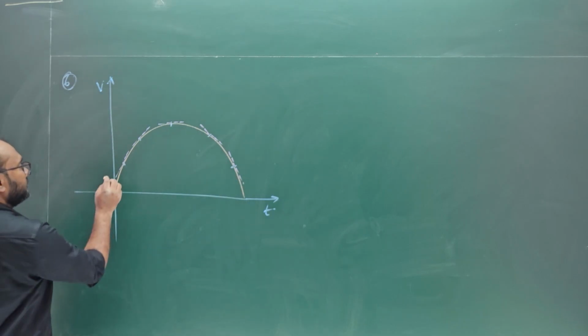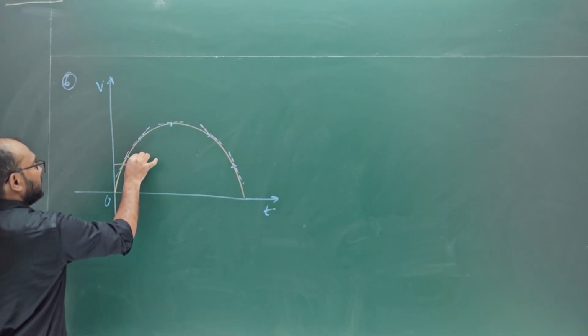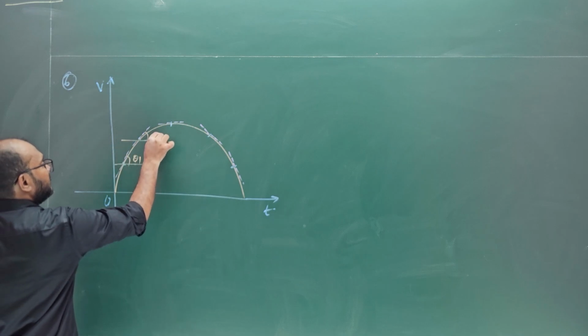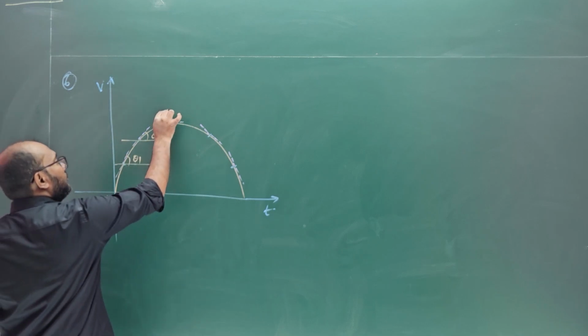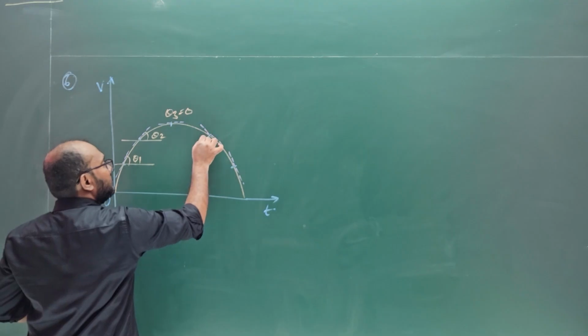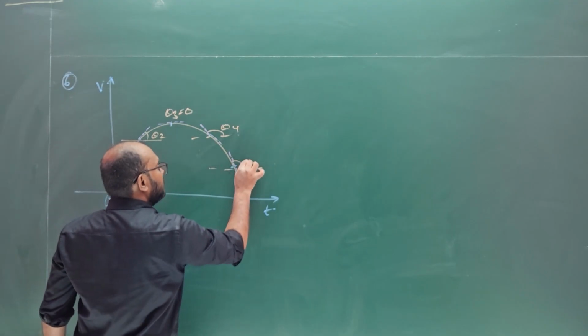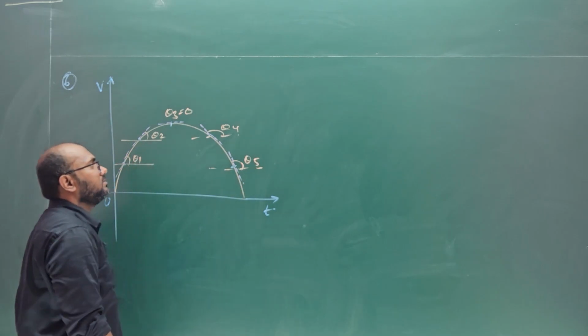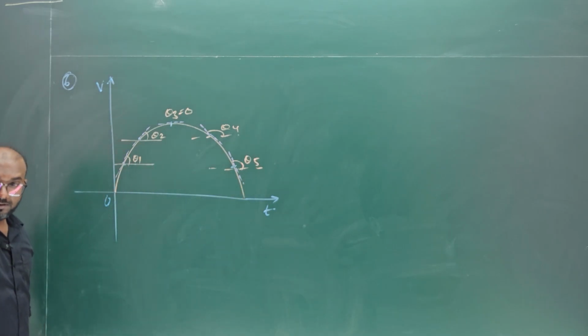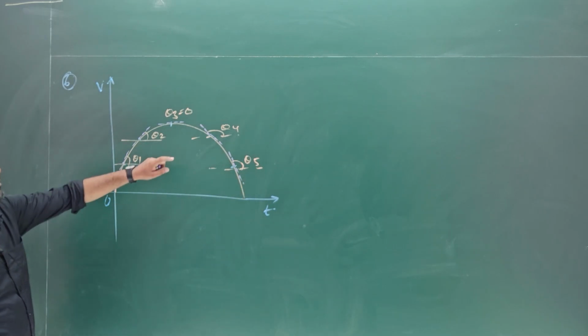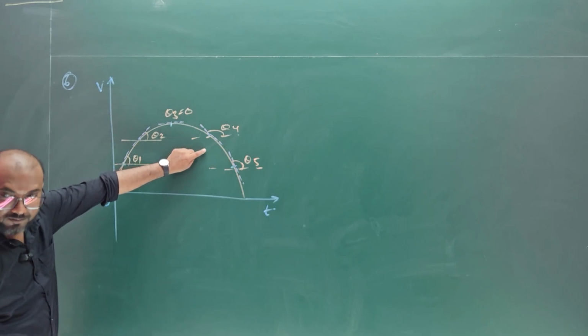Okay, the next, this is your theta 1, this is your theta 2, over here theta 3 is equal to 0, this is your theta 4, and then this is your theta 5. Theta 4 looks bigger than theta 5, but just now we have found that we need to consider only what? The magnitude. Yes or no?